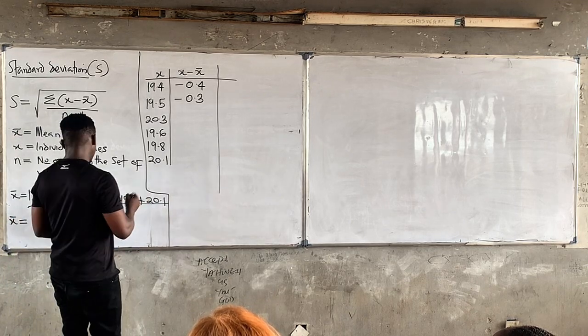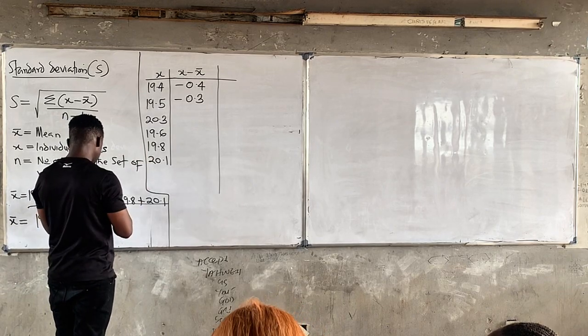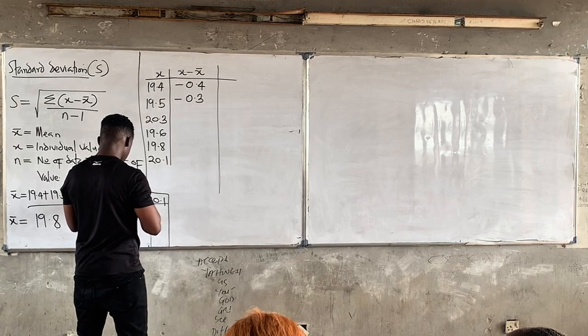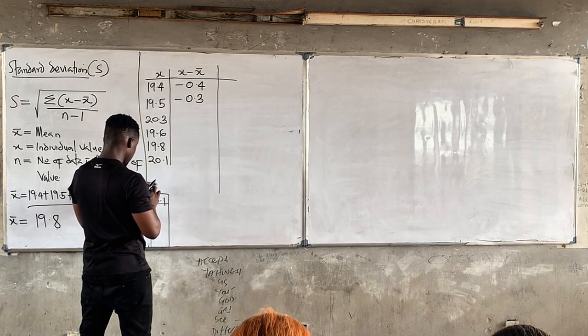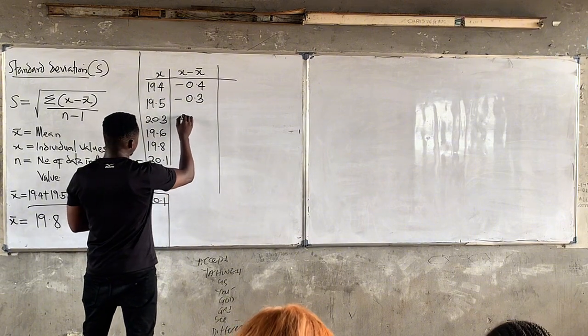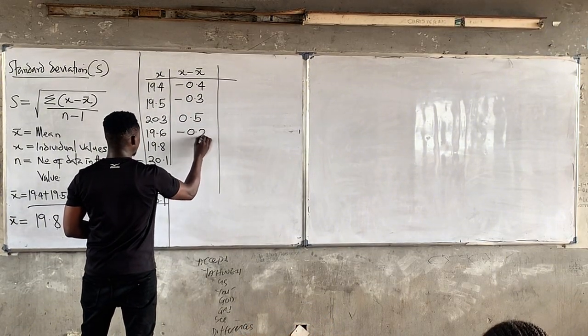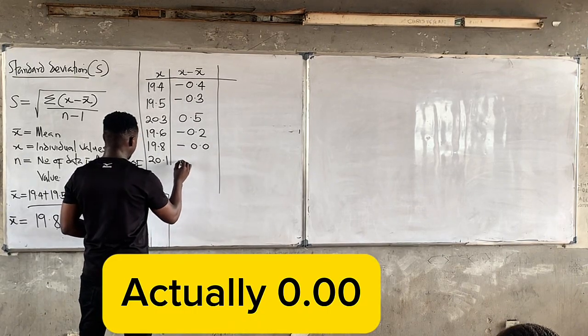Okay, let's just complete this. 20.3 minus 19.8 is 0.5. Now this is minus 0.2.